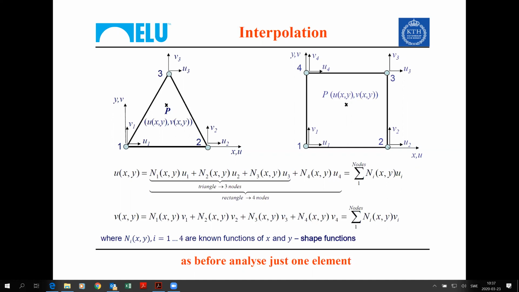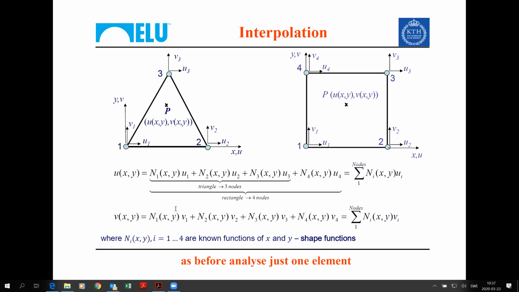This is what we can do for a 3-noded or a 4-noded element. One remark here: U and V are assumed to be independent of each other. So there is no connection between the U's, the horizontal displacements, and the vertical displacement. This will allow us actually to use the same form function.